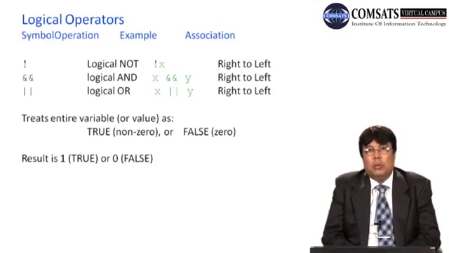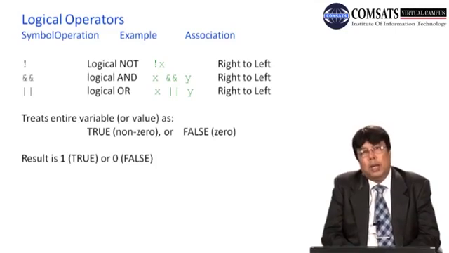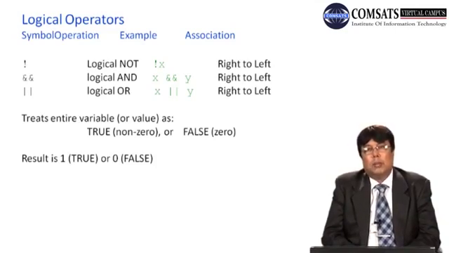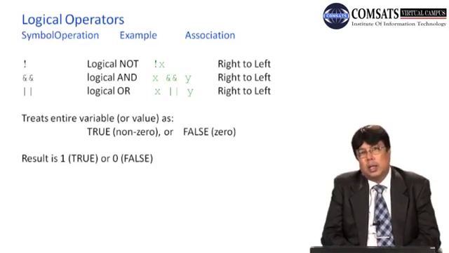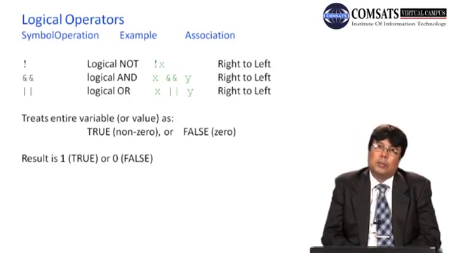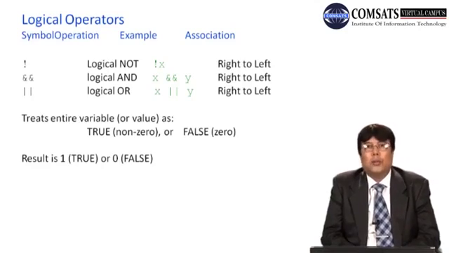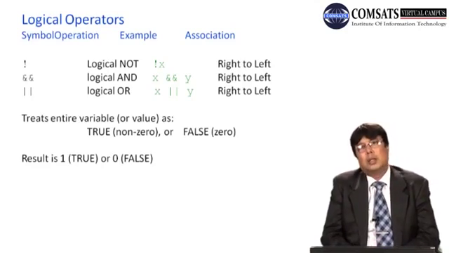If X is true and Y is true, then X AND Y will be true. But if either of the two quantities, X or Y, is not true, so true and false, the answer is false. False and true, the answer is false. True and true, the answer is true. False and false, obviously the answer is false.